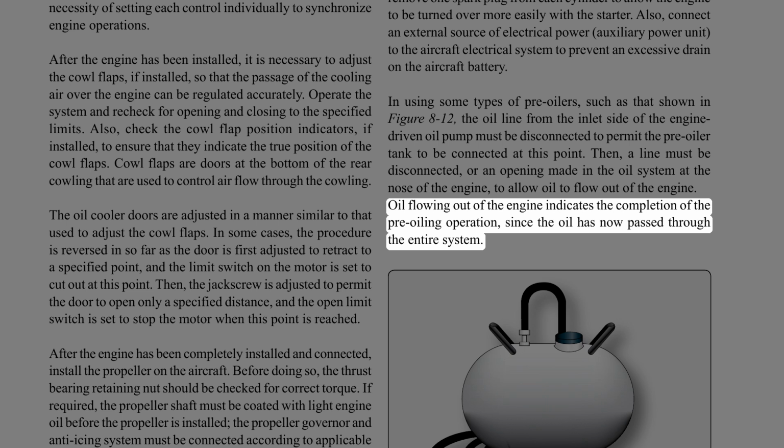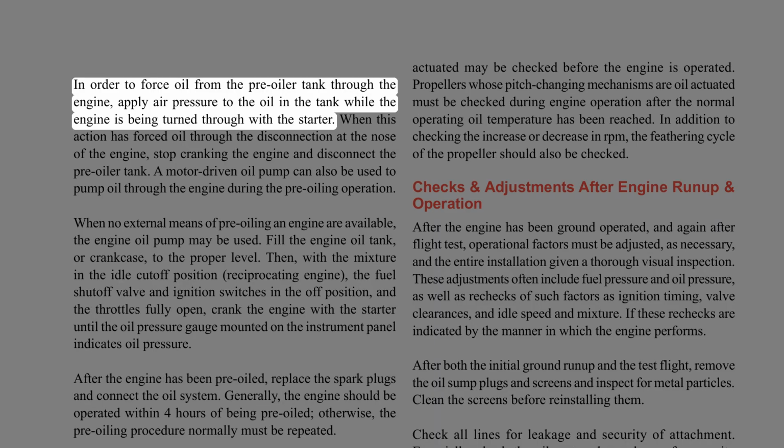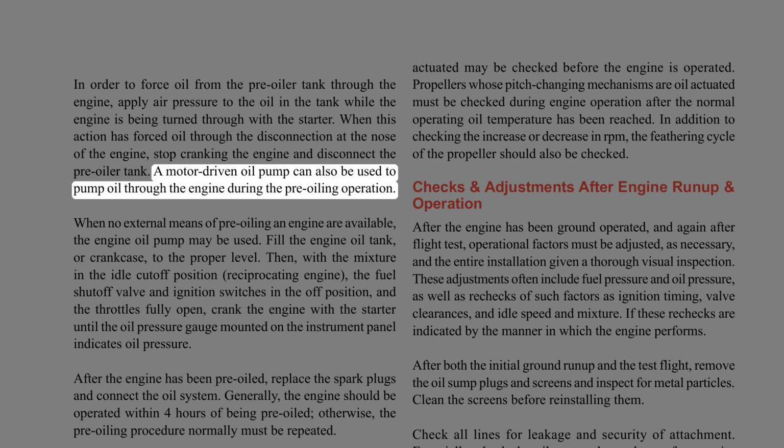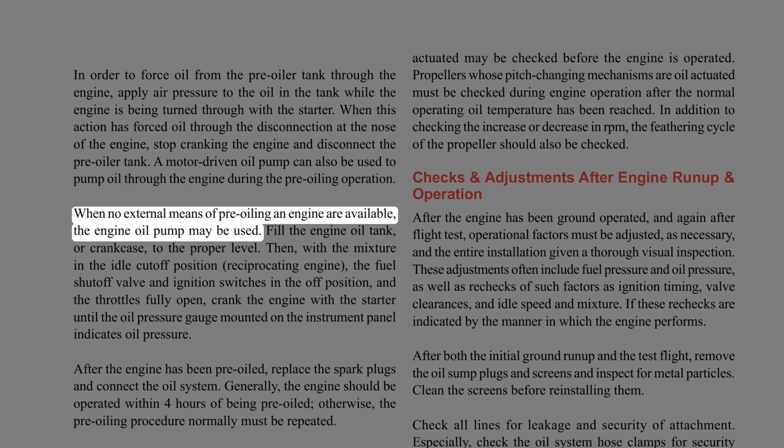the entire system. In order to force oil from the pre-oiler tank through the engine, apply air pressure to the oil in the tank while the engine is being turned through with the starter. When this action has forced oil through the disconnection at the nose of the engine, stop cranking the engine and disconnect the pre-oiler tank. A motor-driven oil pump can also be used to pump oil through the engine during the pre-oiling operation. When no external means of pre-oiling an engine are available, the engine oil pump may be used.